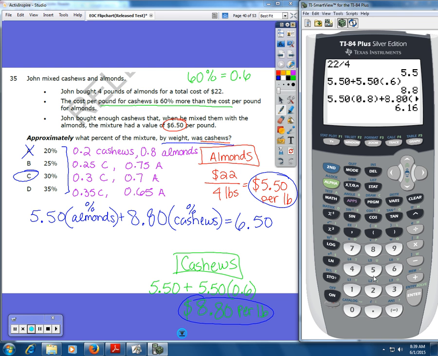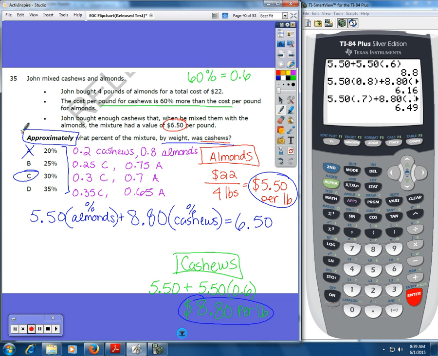Because if I do $5.50 times the percent almonds plus $8.80 times the percent cashews, that ends up being $6.49, okay? And it says approximately what percent, okay? And that's the closest that we get. So the answer would be C.